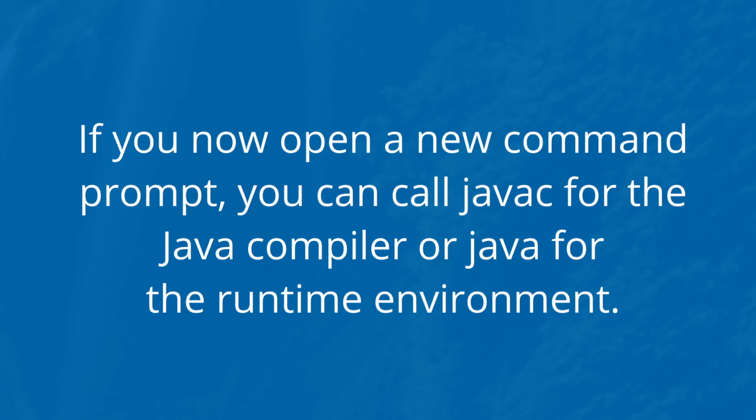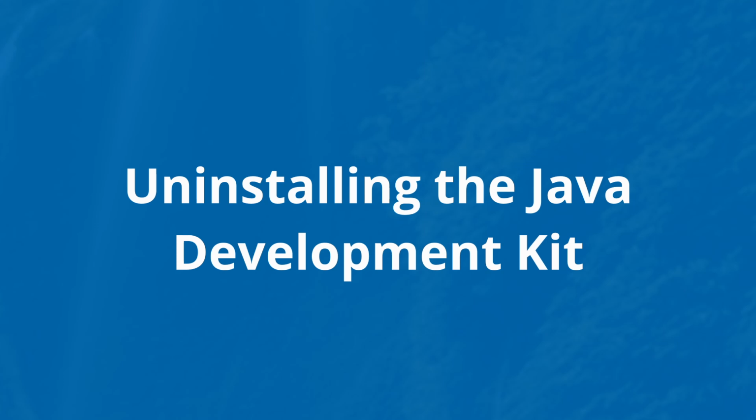Whoever obtained the zip archive can simply delete the Java directory and thus uninstall Java. If you've set the path, you should delete it again from the system properties. If you've installed the JDK via the installer, you can uninstall the software as usual via Add or Remove Programs.